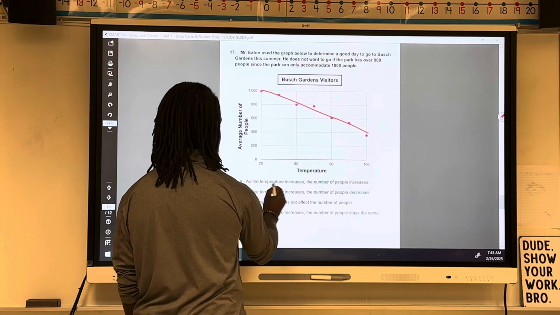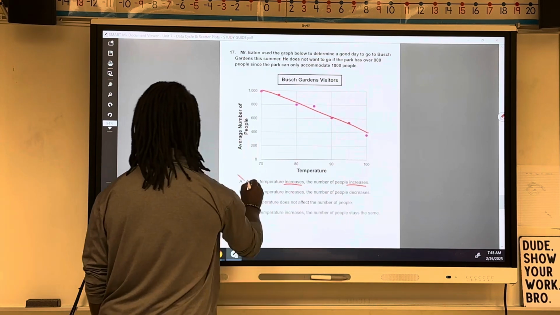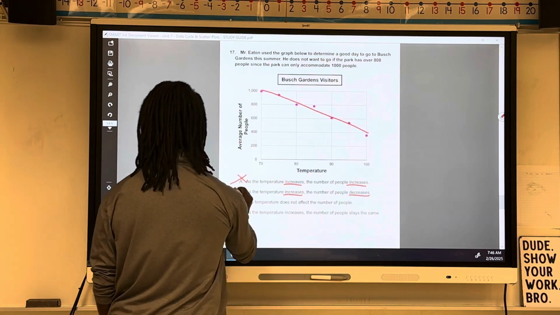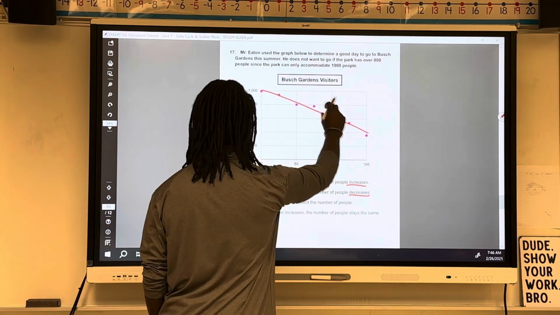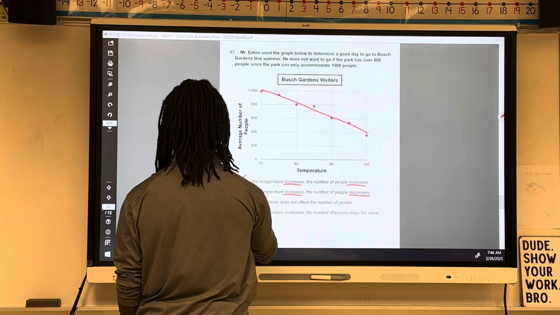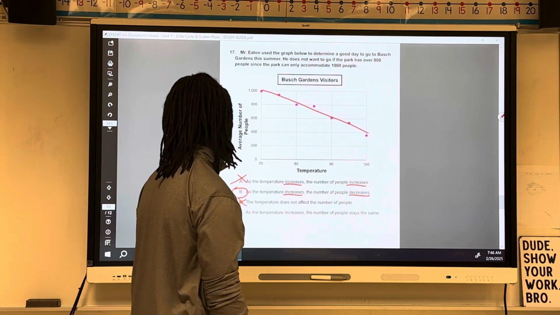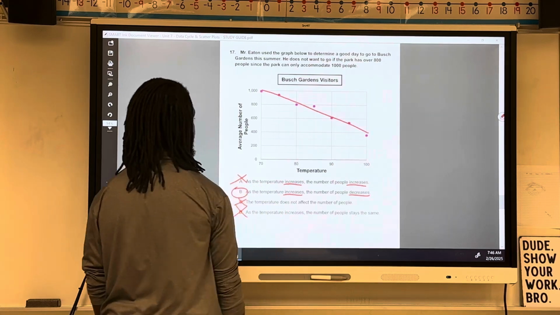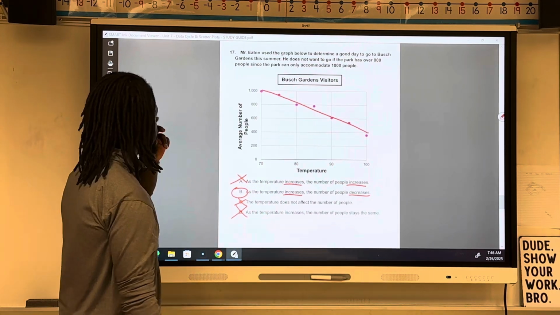So this one says as the temperature increases, people increase. That's not right. As the temperature increases, the people decrease. That's right. The temperature does not affect. Well, that's clearly there's a relationship that's shown there. As the temperature increases, people stay the same. That's not right. So there you go.